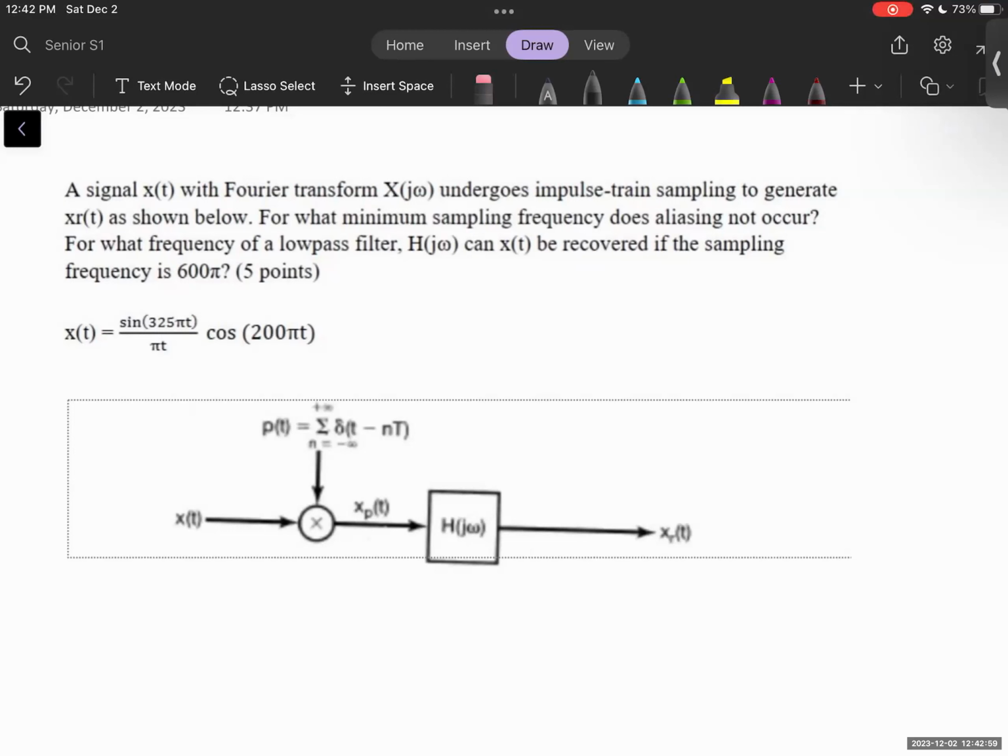And then for part B, which is finding the low pass filter values, we're going to compare our sampling frequency to our Nyquist frequency. And the easiest way to do this is to create a plot in our sampling space, where we have a copy of our bandwidth at each interval of our sampling frequency.